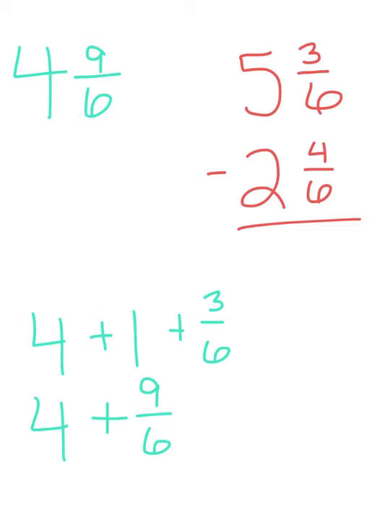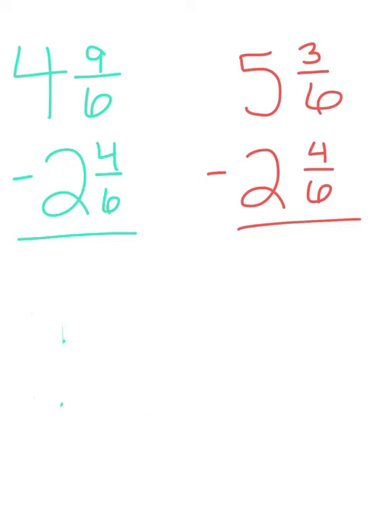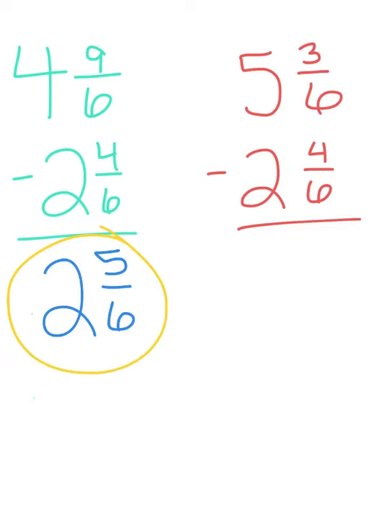So now the problem that I can do is 4 and 9/6 minus 2 and 4/6. This is going to be much easier to do because 9/6 is larger than 4/6. So now we can just subtract our fractions. 9/6 minus 4/6 is 5/6, and 4 minus 2 is 2. So 5 and 3/6 minus 2 and 4/6 is equal to 2 and 5/6.